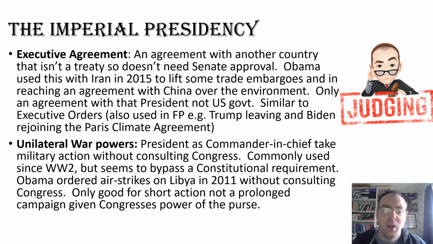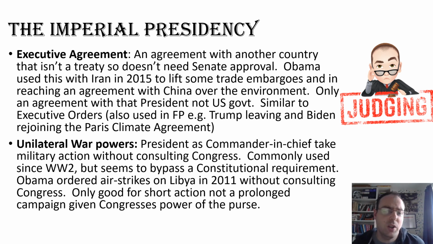Now, one of the key bits with executive agreements is that they are an agreement with that president. They aren't an agreement with the US government. So it can just be swapped over by the next president who comes in. So, for example, Trump used executive orders and executive agreements on elements of foreign policy, such as leaving the Paris Climate Agreement, and Biden came in, signed and rejoined. So it is something that can be used, but it can only be used within the term of the president. So it doesn't have quite the same strength as getting a treaty through Congress.